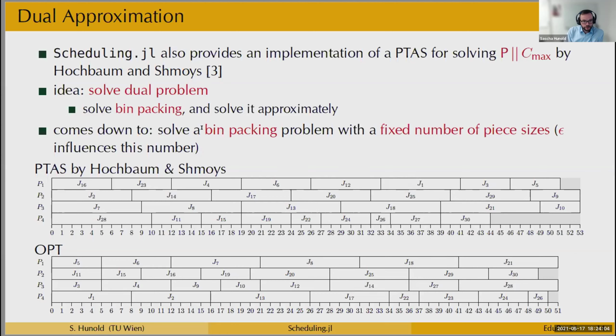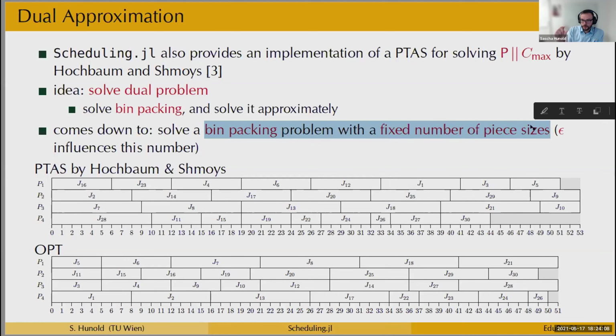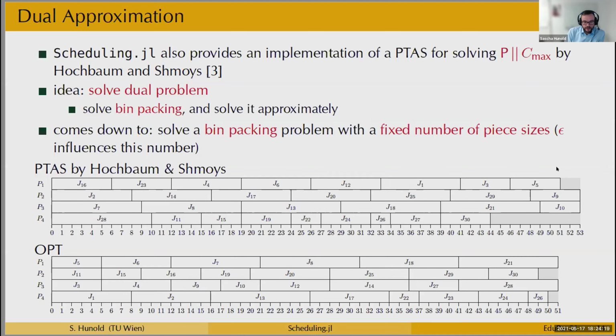It basically comes down to a bin packing problem with a fixed number of piece sizes. So all the pieces that you need to pack in a bin are fixed. There are not infinitely many different sizes. And then you can come up with p-tasks, and they came up with this. But that's particularly heavy somehow.